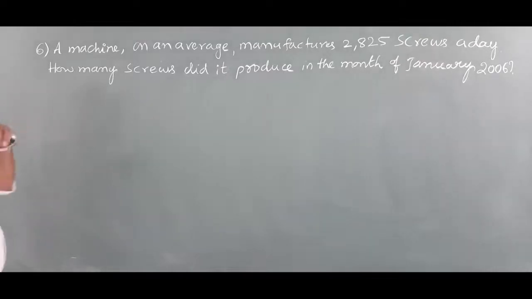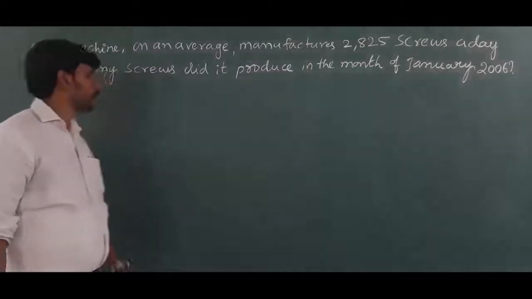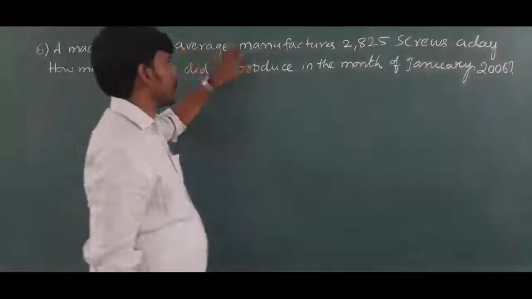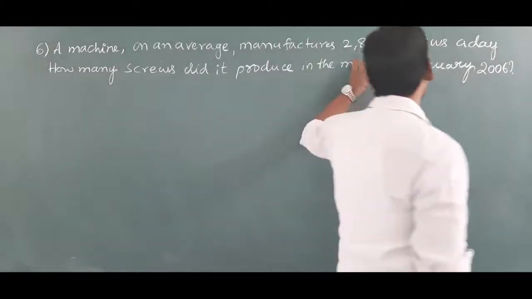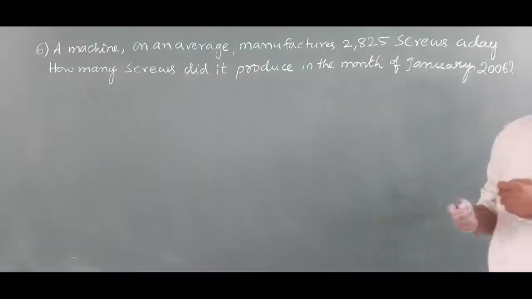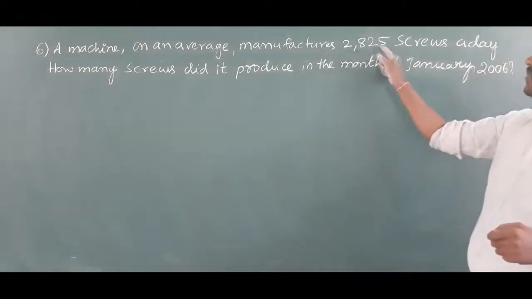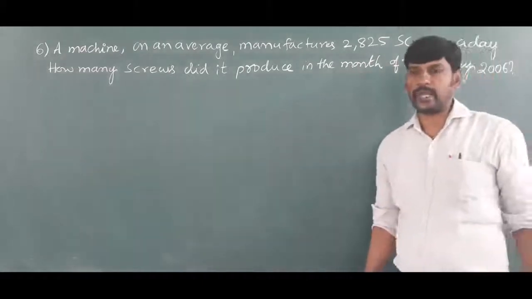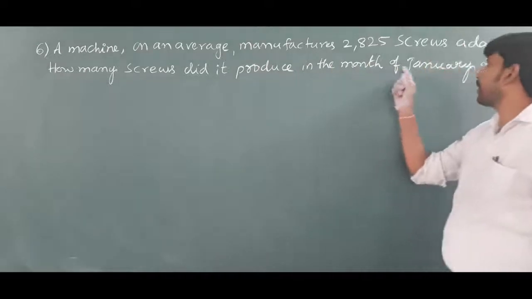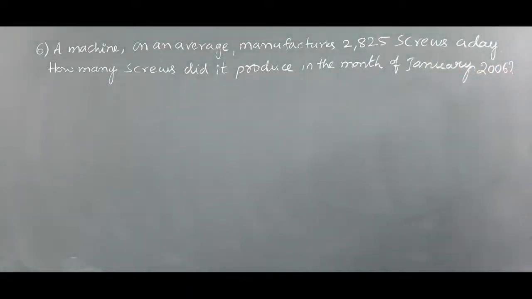Right children, let us discuss question number 6. Okay, a machine on an average manufactures 2,825 screws a day. A machine will manufacture 2,825 screws in one day. Okay, so how many screws did it produce in the month of January 2006?